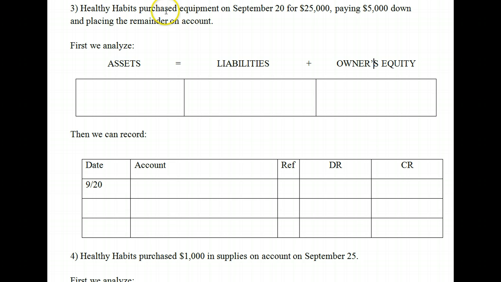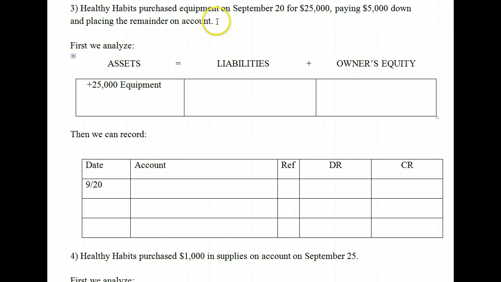Well, we purchased equipment. What is equipment to our company? Does equipment bring you benefit? Is it something you owe, or is it an owner's claim? Well, equipment brings us benefit, so we know we're purchasing equipment. Equipment is an asset, and the value of our equipment is going up because we're buying it for $25,000. Remember, historical cost principle in accounting states that you must record assets at their historical cost. So $25,000 up in equipment.